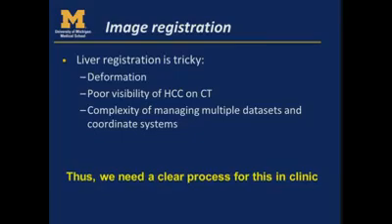Another complexity is that it's very difficult to see HCC on CT, so it's not that easy to check your registration to make sure it's correct, so you have to rely on surrogates nearby. And then there's also complexity of managing multiple data sets and coordinate systems with not only the CT and the MR, but if patients can't hold their breath, then a 4D CT or slow CT or whatever you have in order to manage the motion, and just making sure that the origin matches up in all of those places in the correct way.